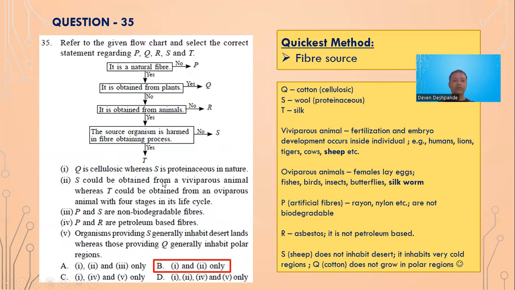And S could be obtained from viviparous animals. So what are viviparous animals? The animals which actually give birth. So fertilization and embryo development occurs inside the individual, like humans or lions, tigers, cows, sheep, isn't it? So S, wool, is obtained from sheep which are viviparous. And what are oviparous? Oviparous is the females lay eggs, isn't it? Fishes, birds, insects, they are oviparous animals. Silkworm is oviparous because it lays eggs, then it goes through its whole cycle of larvae and pupae and then the worm formation. Okay, so 1 and 2 are correct statements and 3, 4, 5 are incorrect statements.